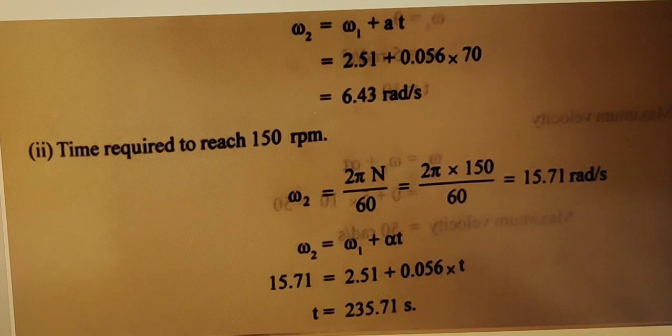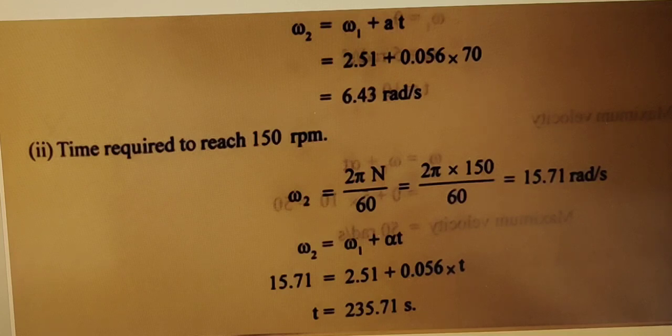After getting alpha you can substitute in the first equation of motion. Omega 2 is equal to omega 1 plus alpha t. That is omega 2 is equal to 6.43 radian per second. So now the time required to reach 150 rpm. Again the angular velocity is given in rpm, so you have to convert into radian per second. Omega 2 is equal to 2 pi n by 60, 2 pi into 150 by 60, that is equal to 15.71.